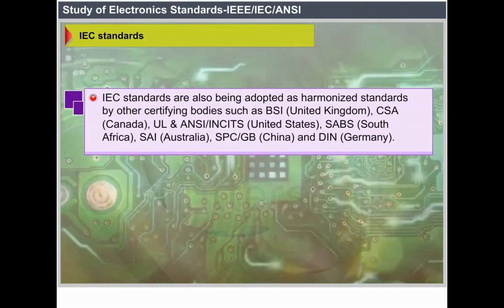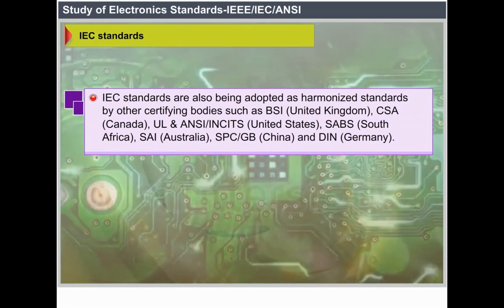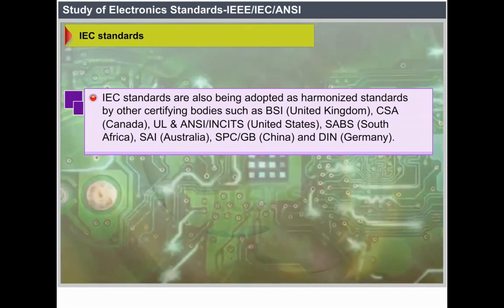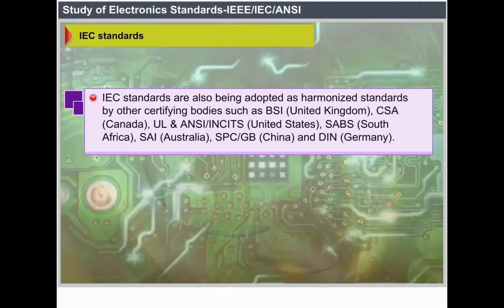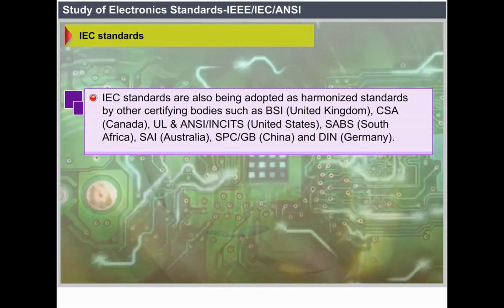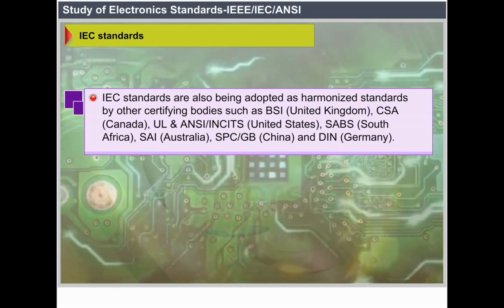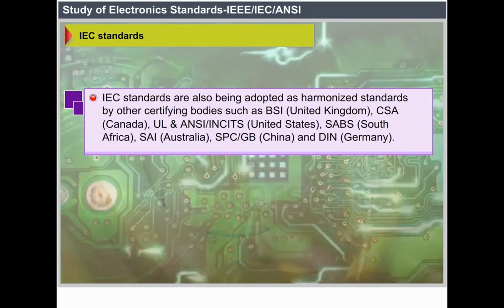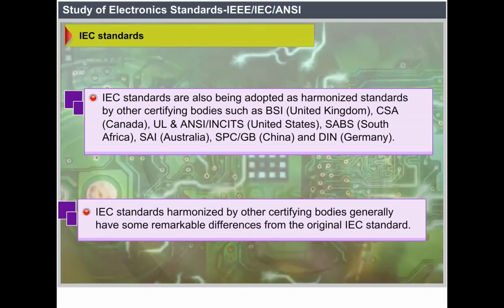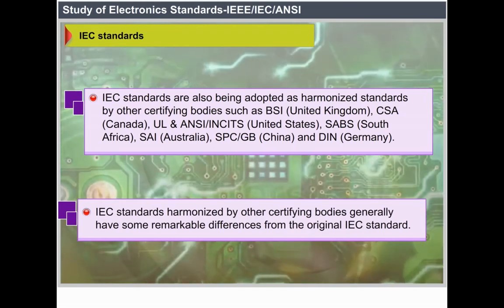IEC standards are also being adopted as harmonized standards by other certifying bodies such as BSI, United Kingdom, CSA, Canada, UL and ANSI or INCITS, United States, SABS, South Africa, SAI, Australia, SPC/GB, China, and DIN, Germany. IEC standards harmonized by other certifying bodies generally have some noted differences from the original IEC standard.